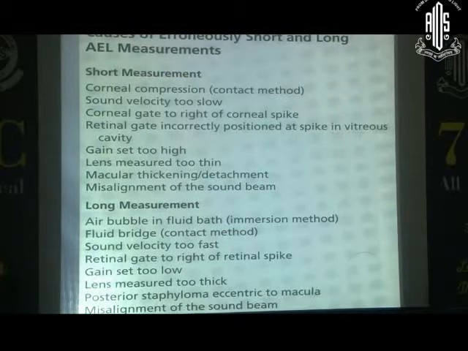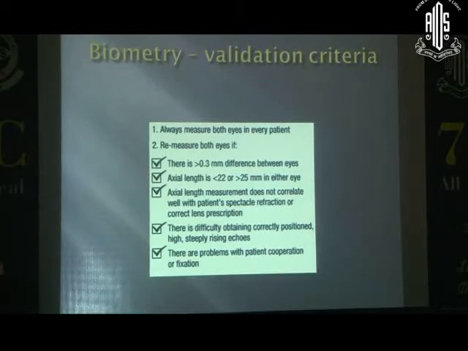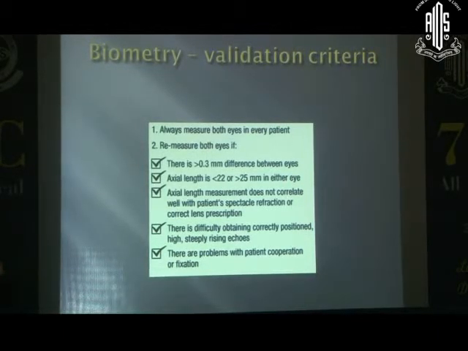There are multiple causes of erroneously short and long measurements. And again, validation criteria for each measurement or each type of method is important. Repeat the measurement if there is a difference of more than 0.3 millimeter between two eyes, if the axial length is too short or too long, if the measurement doesn't correlate with the spectacle power of the eye, if there is difficulty in obtaining it due to certain situations of the patient, and if there is a fixation problem.